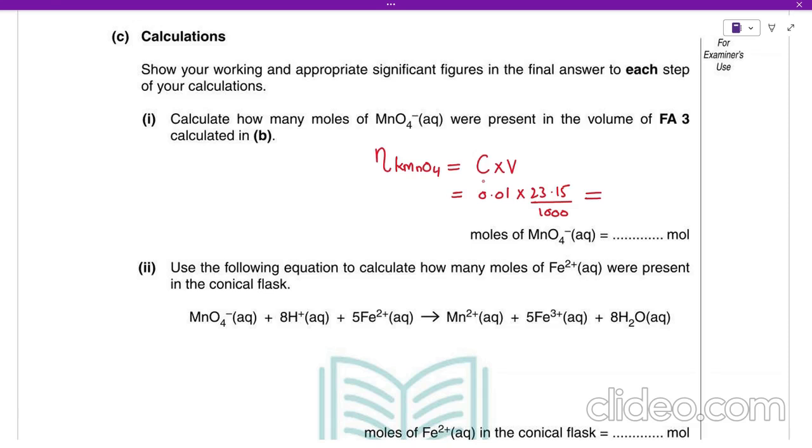So this will be 2.31 into 10 power minus 4.